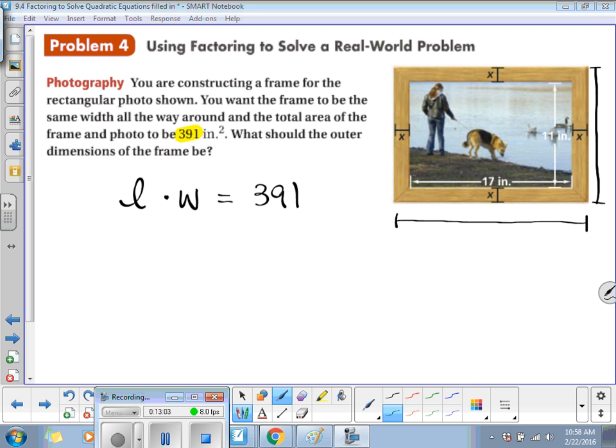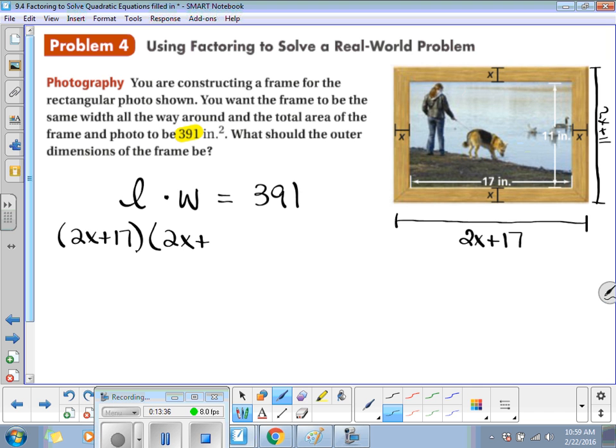So the length here is going to be 2x plus 17. What is our width going to be? 11 plus x plus x, that's 2x. So this is going to be 2x plus 11, right? So when we multiply this out, we're going to have 2x plus 17 times 2x plus 11, and that's going to be equal to 391.